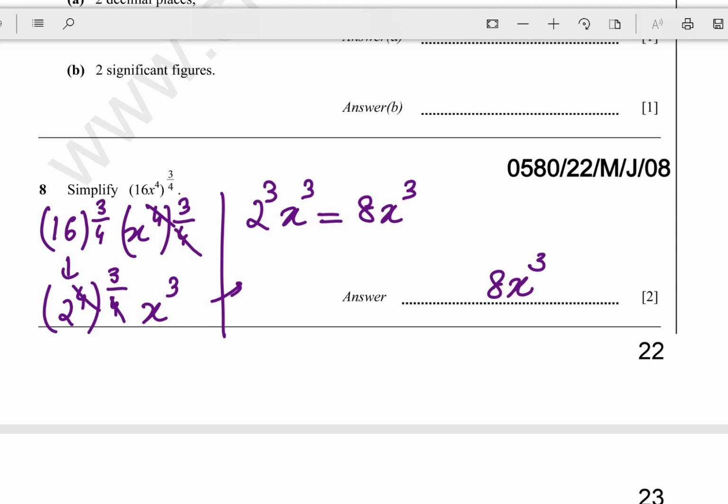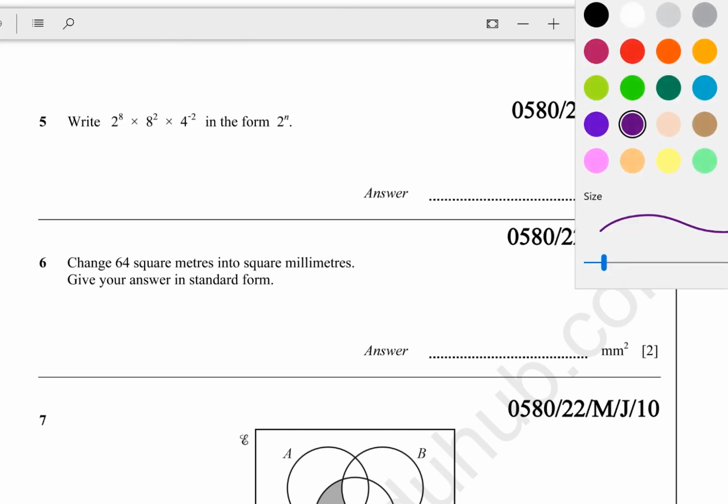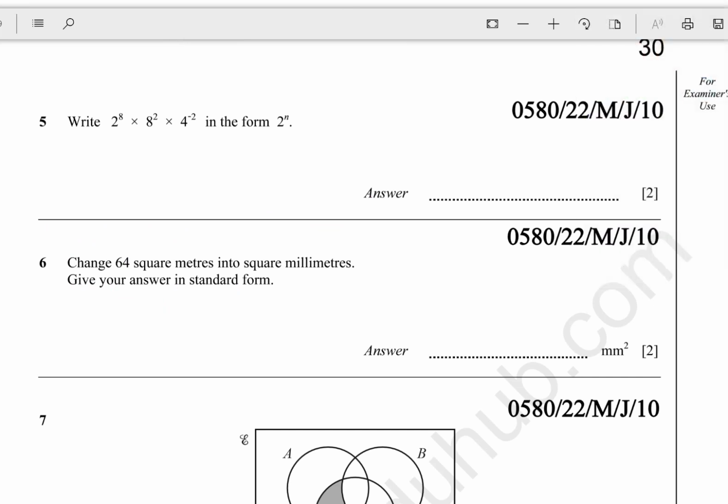Okay, now let's solve another example. Now this question has been taken from May June 2010, paper 2-2, and that's question number 5. So now we have to write 2 raised to 8 into 8 raised to 2 into 4 raised to minus 2 in the form 2 raised to n. That is, we have to have a base which is equal to 2. So let's change all the numbers with bases equal to 2.